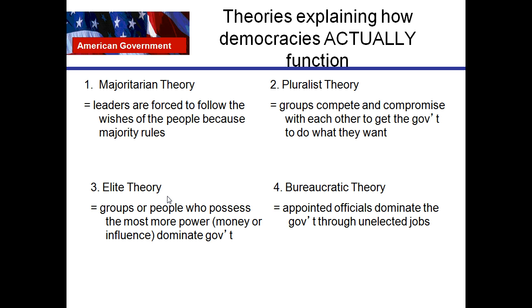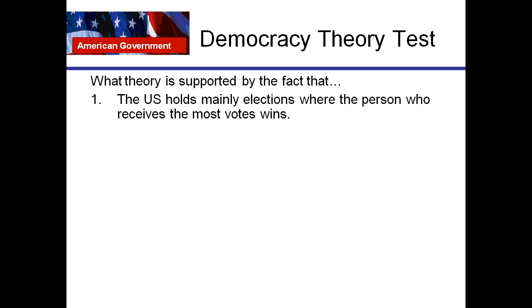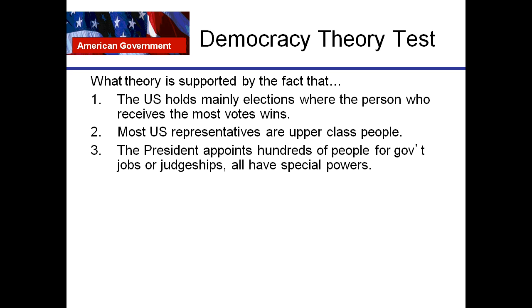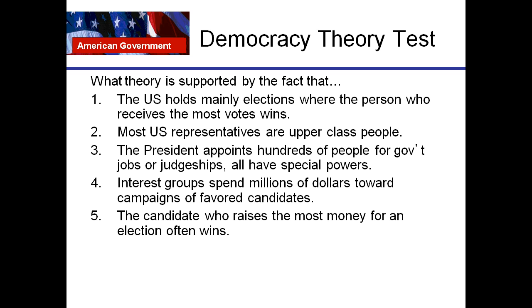Now, one of the things to keep in mind when you're taking a look at these theories is this little democracy theory test. So keep in mind the U.S. holds mainly elections where the person who receives the most votes wins. Most U.S. representatives are upper-class people. The president appoints hundreds of people for government jobs or judgeships, and these people have special powers. Interest groups spend millions of dollars towards campaigns of favored candidates, and the candidate who raises the most money for an election often wins. So we've got to think about, when we take a look at these realities, which of these theories is best supported by these ideas and these facts.